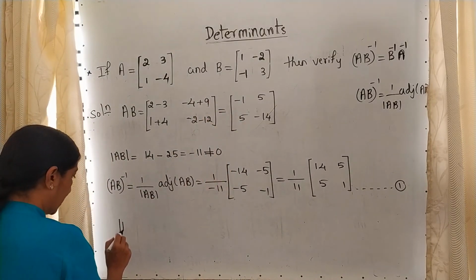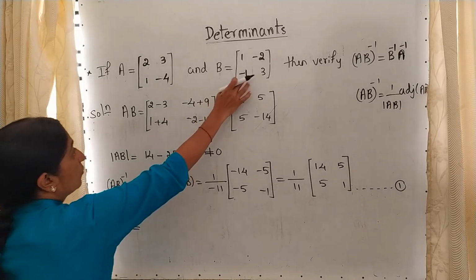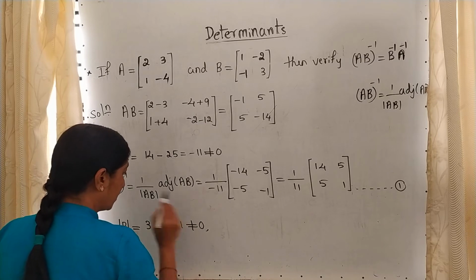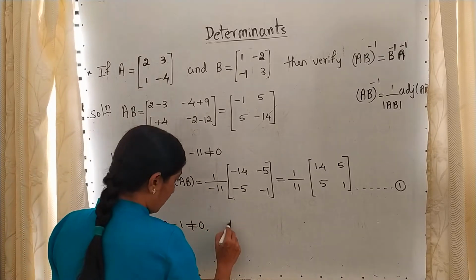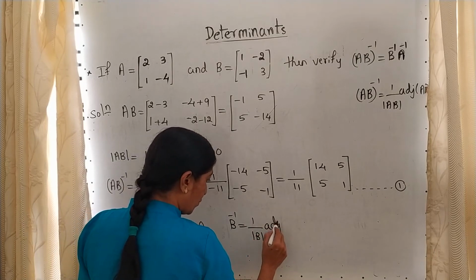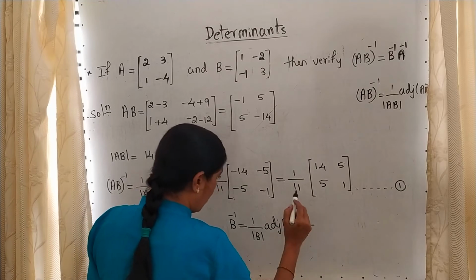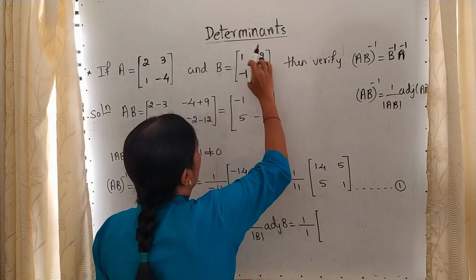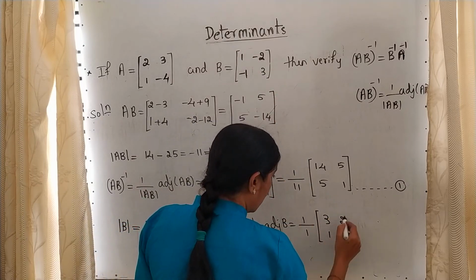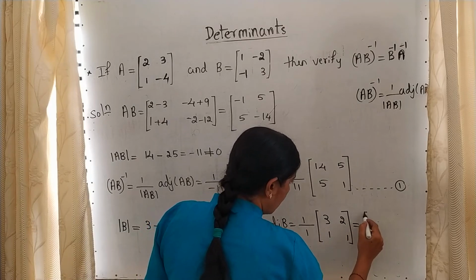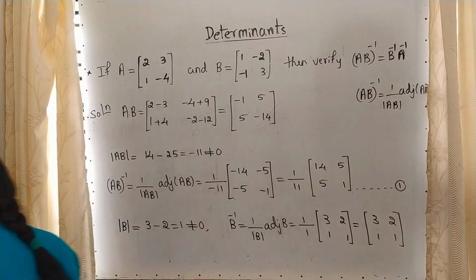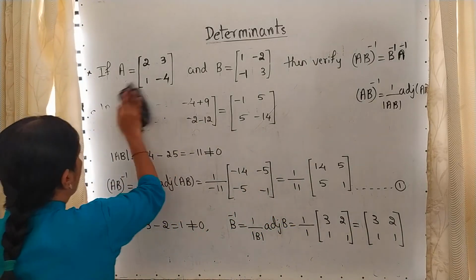So now I am moving to the right side. Right side means first I am finding the determinant of B. So determinant of B is 1, not equal to 0. That means the inverse of B exists. So B inverse is equal to 1 upon determinant of B into adjoint B. It is 1 upon 1. Adjoint B is what? We have to interchange the principal diagonal elements and change the sign of non-diagonal elements. Outside we have 1 by 1, which means it is nothing but this. This is the inverse of B. Now moving to the inverse of A.